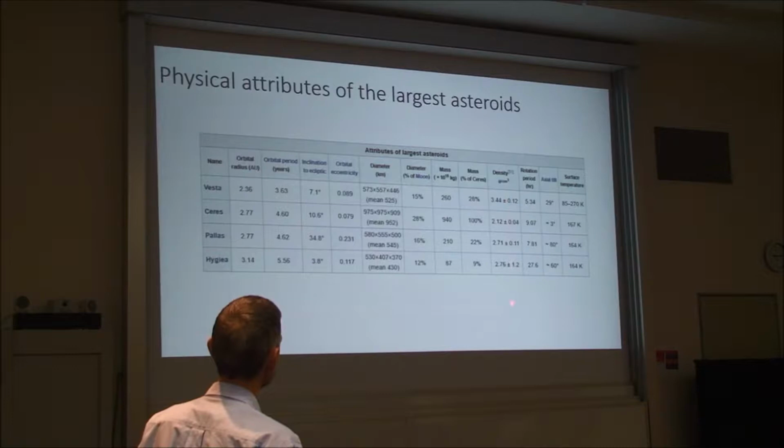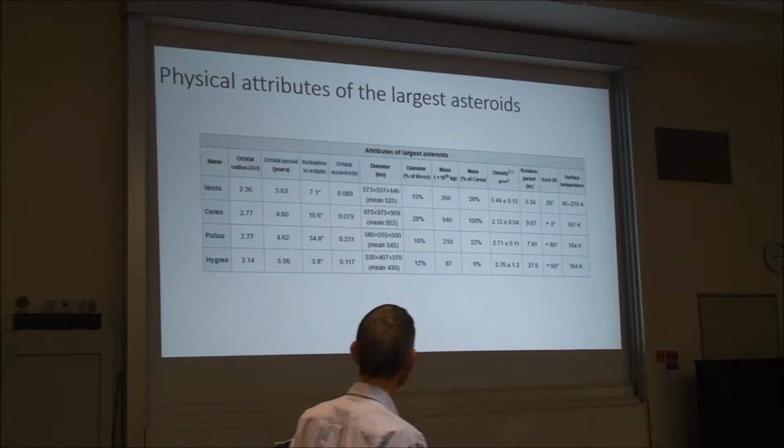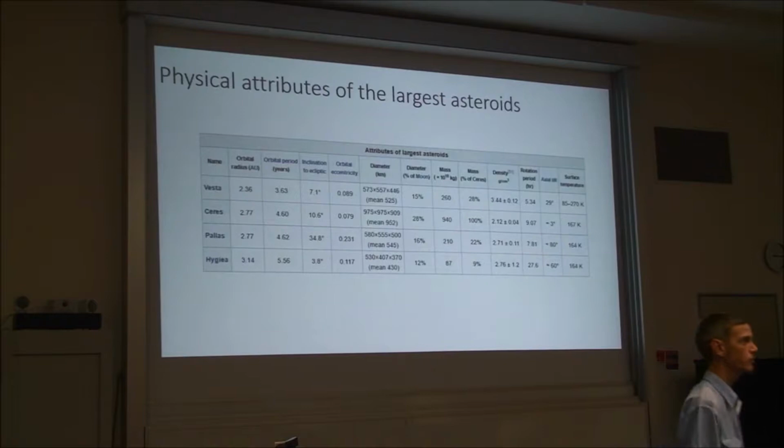They're all around 2 to 3 or 3.5 tons per meter cubed, so they're basically rocks for all intents and purposes. Fairly short rotation periods in hours: Hygiea has got a 27-hour day, but Vesta only a 5-hour day. Surface temperatures are a little chilly for my liking, about minus 70 degrees Celsius on average, so take your sweater.